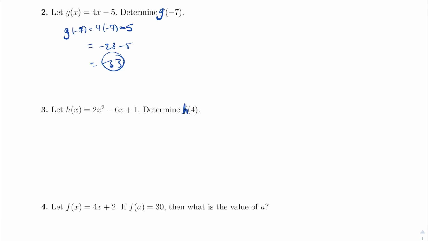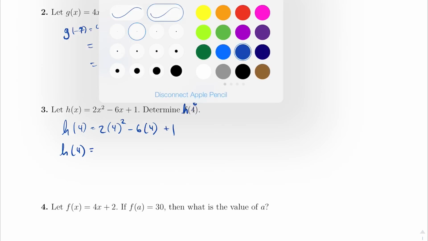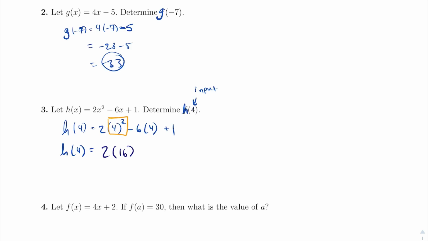For h of x, we have this function, and we're supposed to determine h of 4. That means 4 is inside of the parentheses, so it's our input. And we input it in for all of the x's, making sure, as Joe said in class today, to be careful about our use of parentheses and order of operations. In this case, before doing 2 times 4, we have to do 4 squared, because exponents come before multiplication in order of operations. That gives us 2 times 16 minus 24 plus 1. H of 4 is equal to 32 minus 24 plus 1. H of 4 is equal to 9, I believe, when you simplify that all.